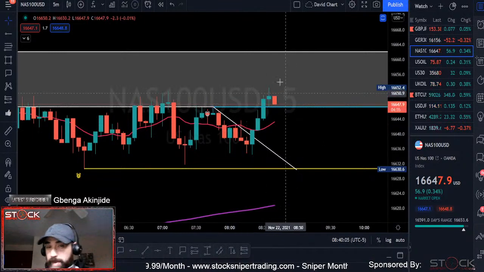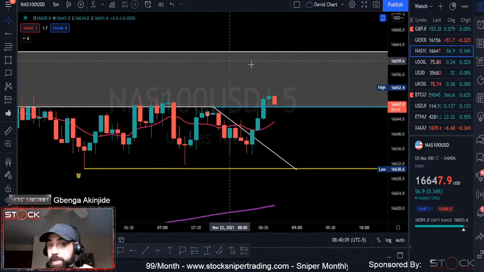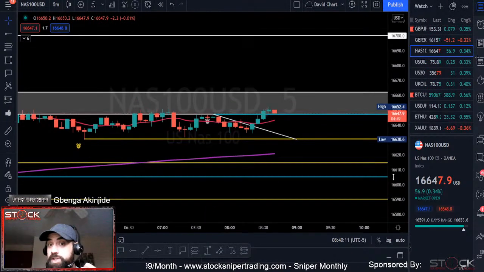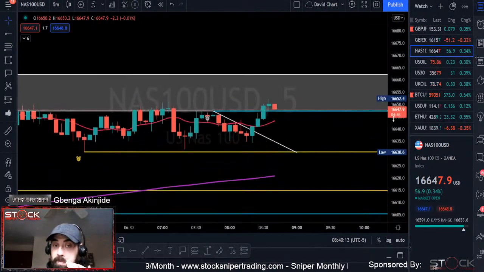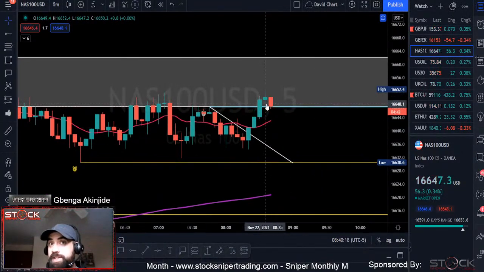Okay, but this is the area. Remember, I drew this neutral zone. I have no idea where the overall resistance in terms of ceiling will be. So we have it at 16,700. So you can see NASDAQ every time it's bouncing in here, it's starting to sell off.